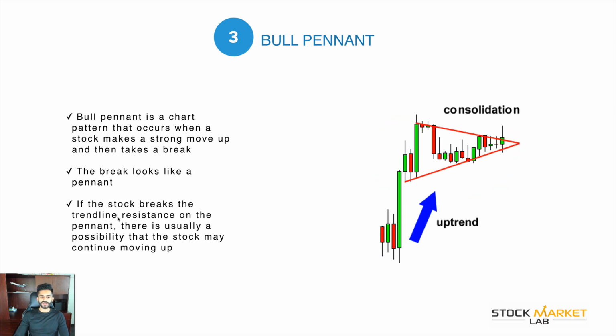If the stock breaks the trendline resistance on the pennant, there's usually a possibility that the stock may continue moving higher. It all depends, right? Sometimes people trade it on the break of the resistance, sometimes on the neckline. I mean, the trend line depends on what the stock is proposing. It looks very similar to a bull flag. They both have the same exact idea.